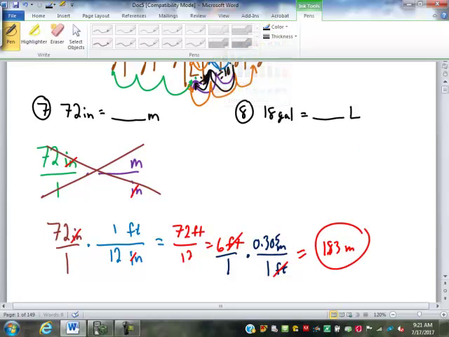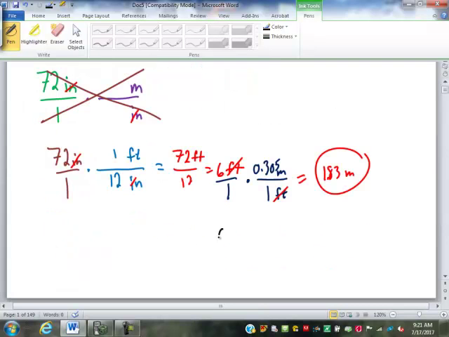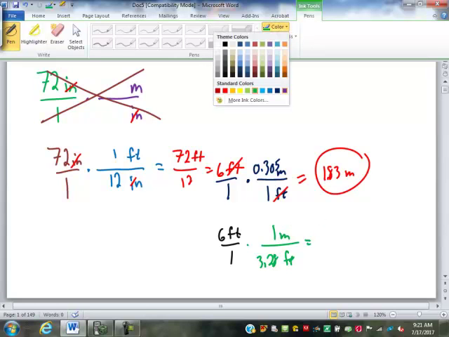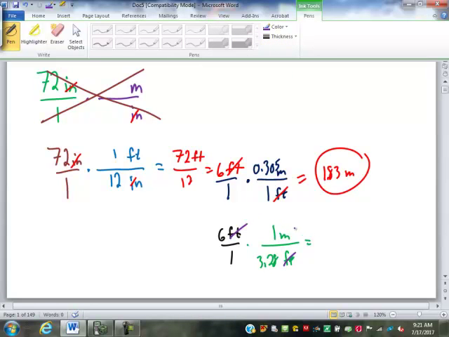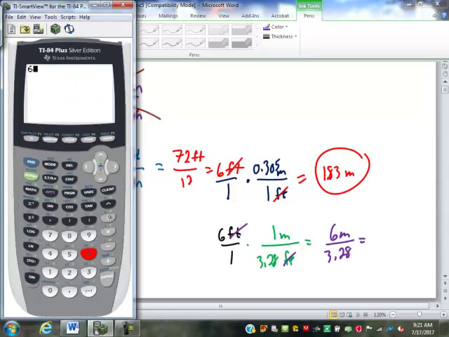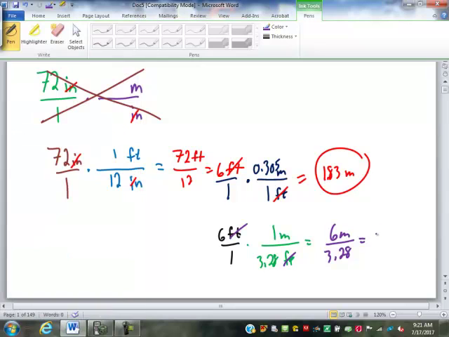Had we used the other one, so if we had 6 feet over 1, had we used the one that was 1 meter equals 3.28 feet, 6 times 1 meter is 6 meters. 1 times 3.28 is 3.28. 6 divided by 3.28 is 1.83. So in this case, it rounds exactly the same.